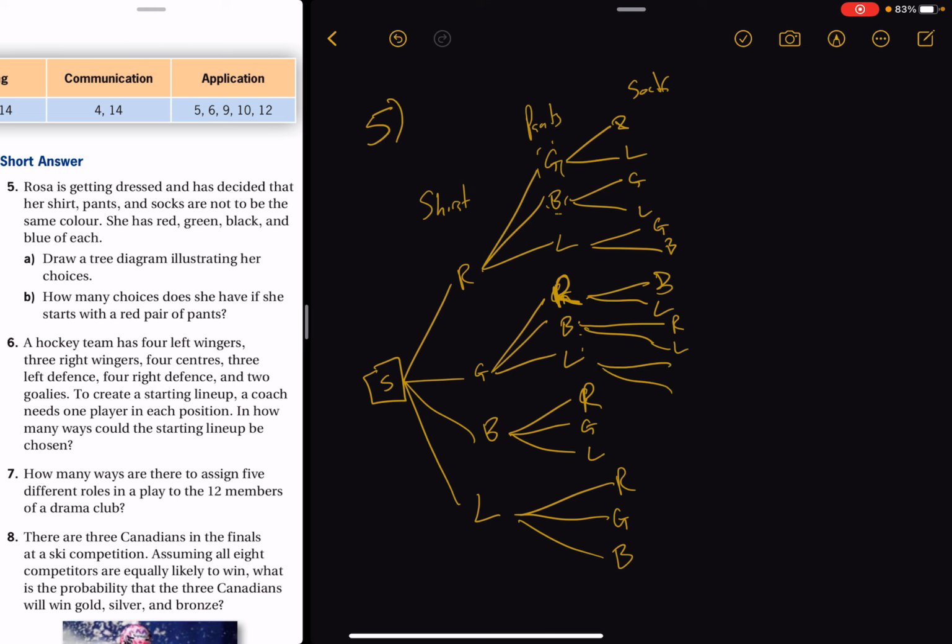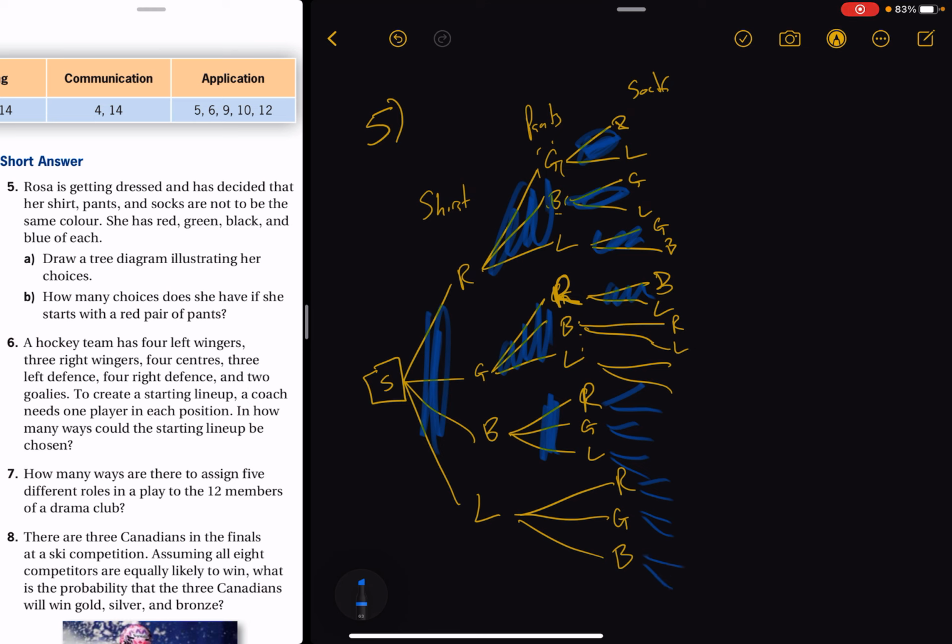So as you can see, if we look at the choices, there's 2 choices for every one of these. And there's 3 choices. I'm not going to do the whole thing. I mean, you can do it for practice. But we have 3 choices, 2 choices. We had 4, 3, and then we have 2 choices for each of these. Right?